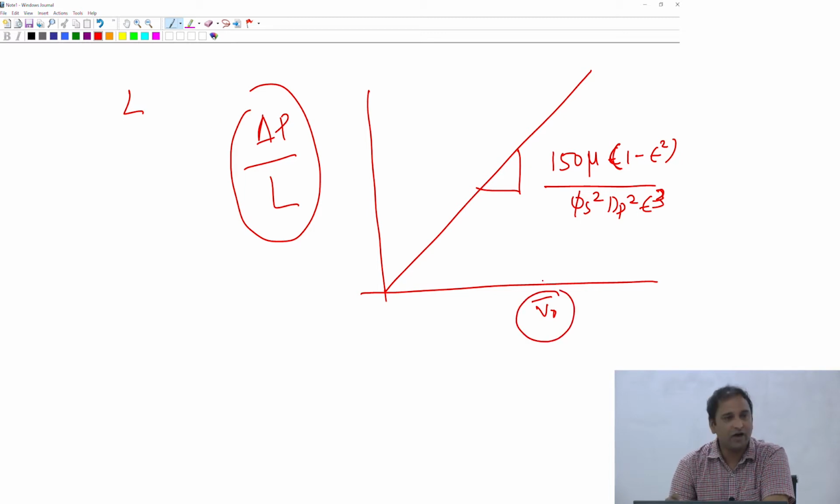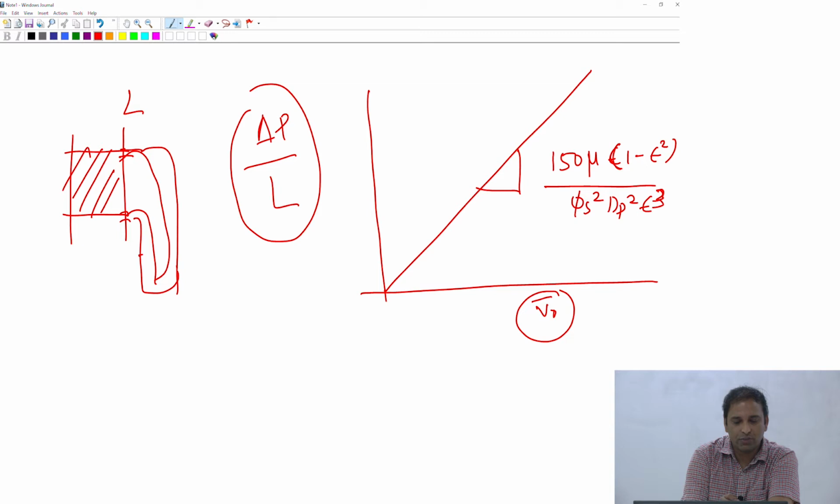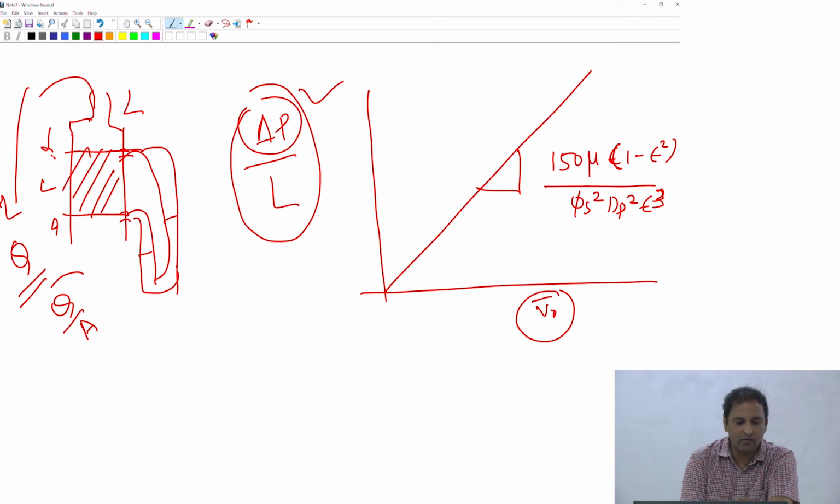Now if I have a way of measuring delta P by L in my experiment, and also the flow rate, typically what is done is, if you have a packed bed filled with packing material, you have two pressure tappings, one at the top, one at the bottom. You connect them to a manometer, and that gives you the pressure drop. I know the length of the packed bed, that's your L. Once the liquid comes out of the packed bed, I can collect it and measure Q, the volumetric flow rate. The volumetric flow rate divided by the cross sectional area gives the superficial velocity. So you have a way of measuring both.